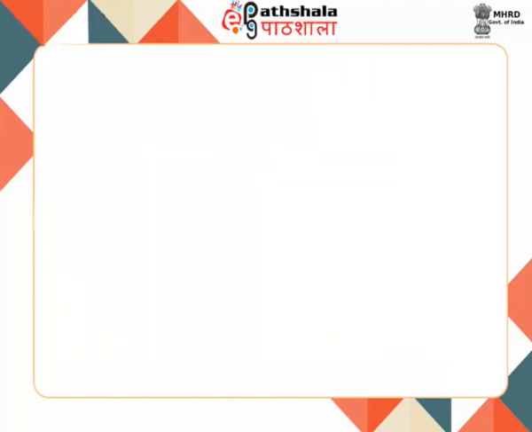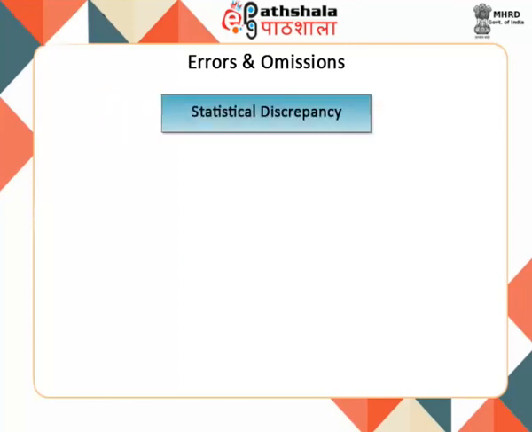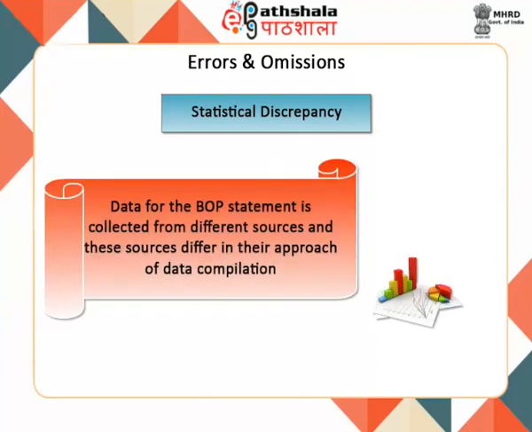We shall now learn about the next component of the BOP statement, that is errors and omissions. It is also known as statistical discrepancy. It is considered while arriving at the overall balance. It arises due to the following reasons. Difficulty in data collection. Data for the BOP statement is collected from different sources and these sources differ in approach of the data compilation. Hence, statistics from the different sources vary, resulting in the statistical discrepancy in the BOP statement.